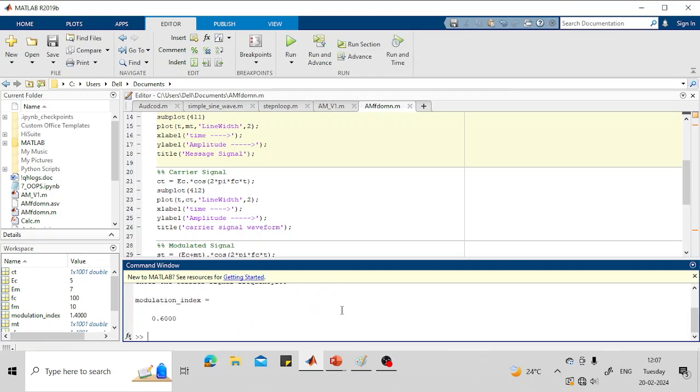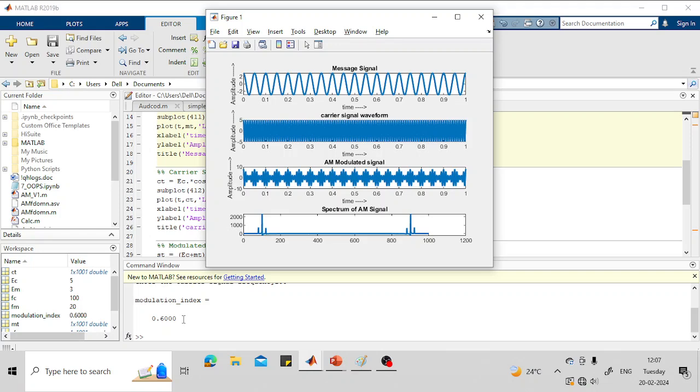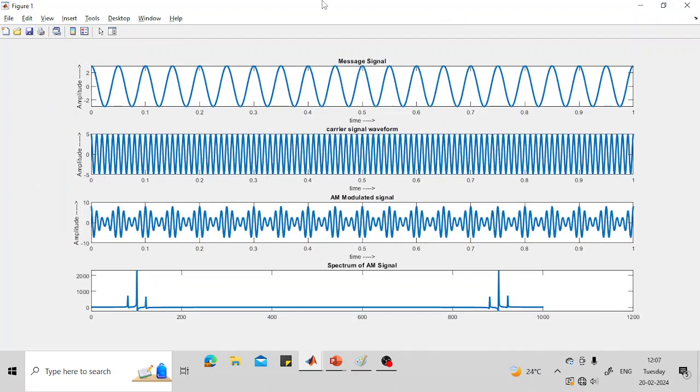Let us observe, is it okay? Yes, you are getting modulation index 0.6. Coming to the waveforms, see here. Yes, it is the under modulated concept, right? The modulation index is 0.6. This is message, this is carrier, and this is an under modulated signal. Fine enough, no issue.